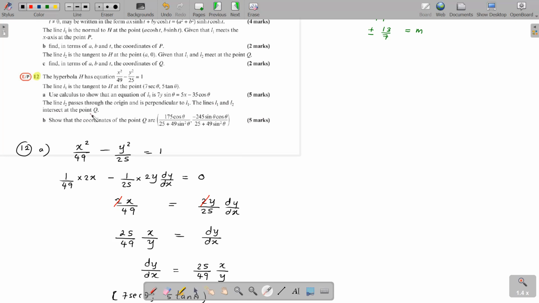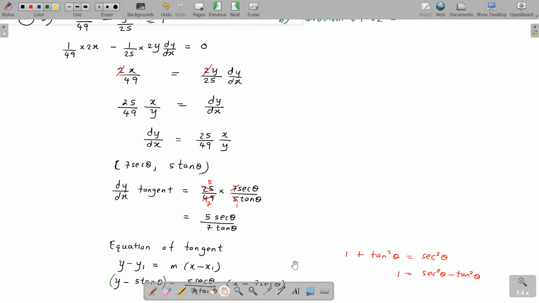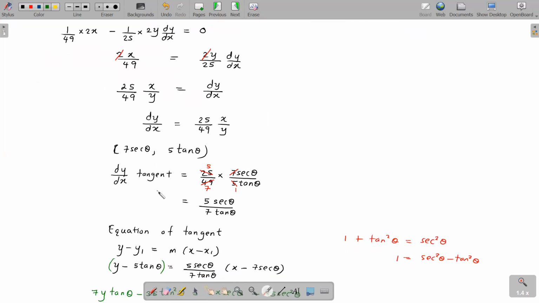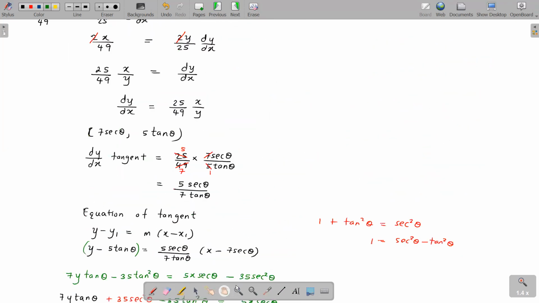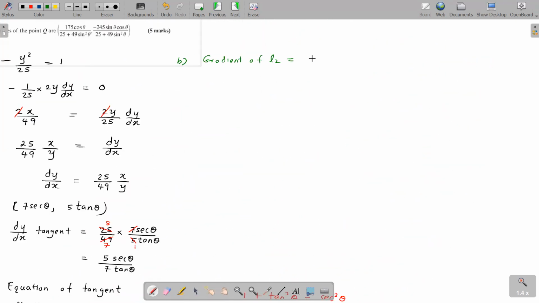Okay, before I move on to anything else, how do I find the equation of line 2? The first thing about line 2 is it is perpendicular to line 1. So if it's perpendicular to line 1, we can at least get the gradient, right? Gradient of line 2, they basically reciprocal the gradient of line 1 and switch the sign. I have the gradient of line 1 here, 5 sec theta over 7 tan theta. So take the reciprocal and switch the sign: I get minus 7 tan theta over 5 sec theta because it's perpendicular.